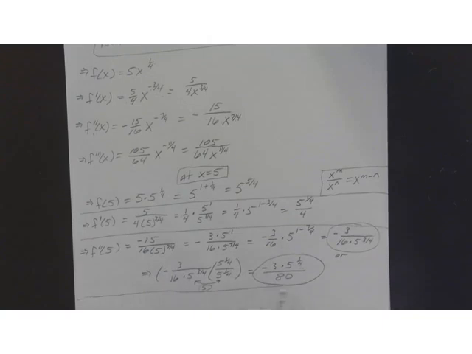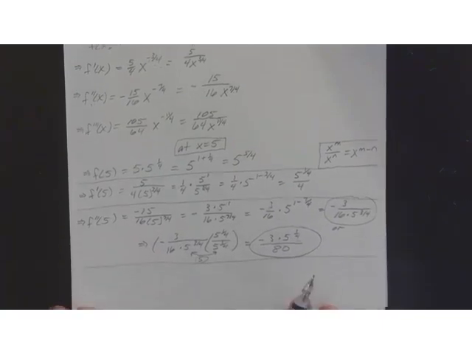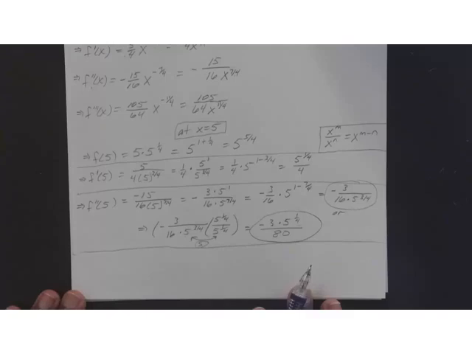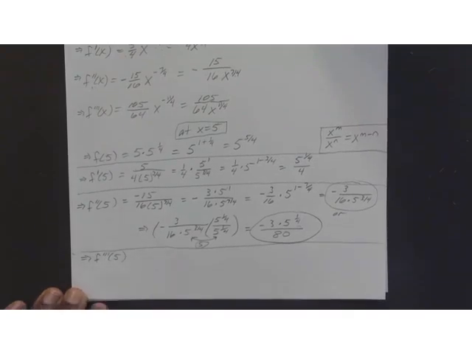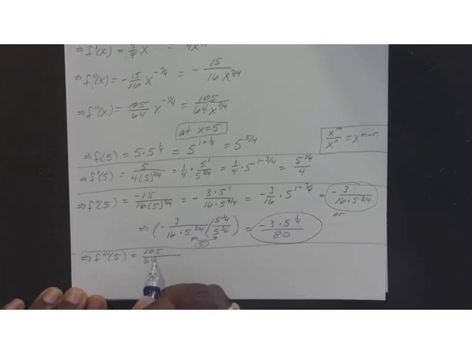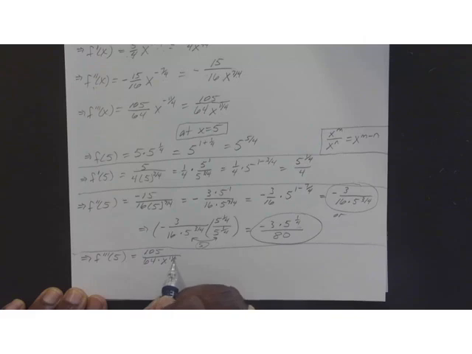And for the third derivative, hopefully I have enough room. I should be able to get everything in that little bit of space. For the third derivative at 5, we have 105 divided by 64 times x to the 11/4 power.